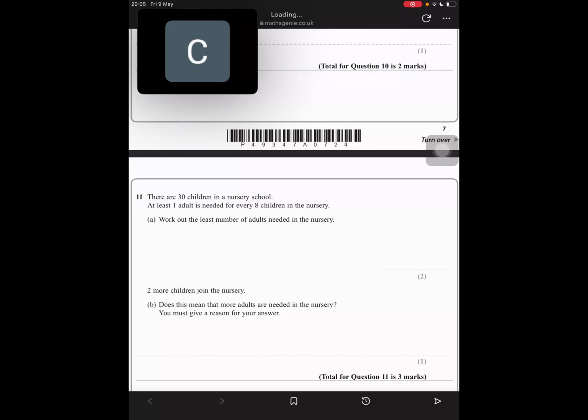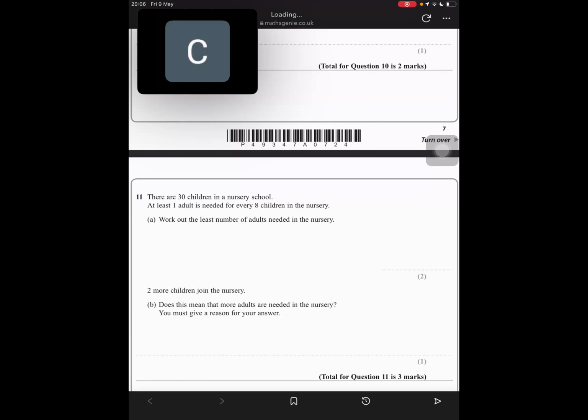The remainder is 6. So that means there are 3 groups of 8 children. And since each 8 children need 1 adult, what does it mean? It means we will need 4 adults. The 3 adults will take care of the 3 groups of eight children for the 24. Then the remaining 6, 1 adult will take care of that, 4 altogether. Do you agree with me?